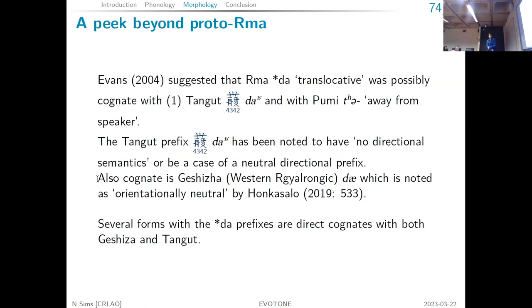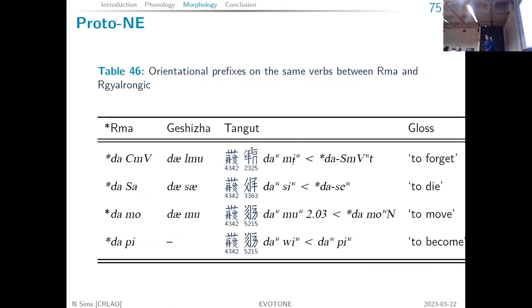There's a closely related language to Tangut called Deshita, which has a prefix da with the exact same onset and with similar semantics of being orientational and neutral. And the crucial thing, I think, is that there are forms with the da prefixes that are cognates in all three groups. So if we look at these words here, to forget, to die, and to move, I'm not saying these are my final answer reconstructions of proto-Rma, but if we reconstruct these verbs as having the da prefix, it fits really nicely with the Deshita prefix, where you get dabu, dasa, dabu, and over here we would have something like dabu or dasa, dabu. I don't want to commit to these; I'm committing only to reconstructing the prefix in the slot.